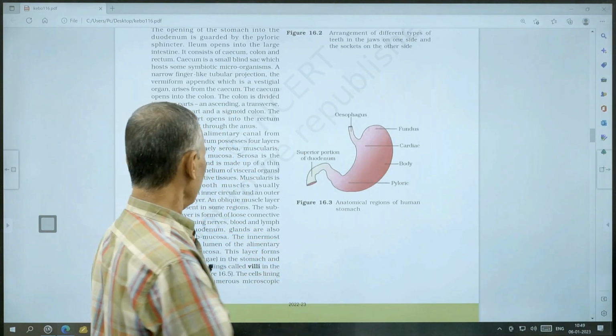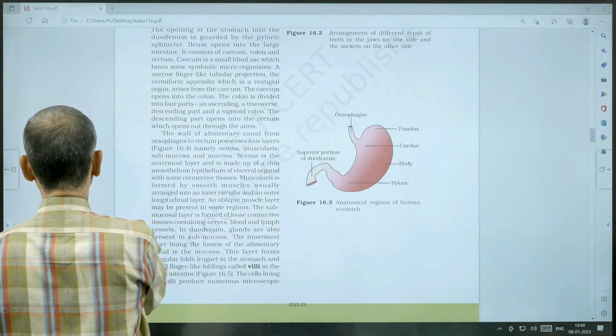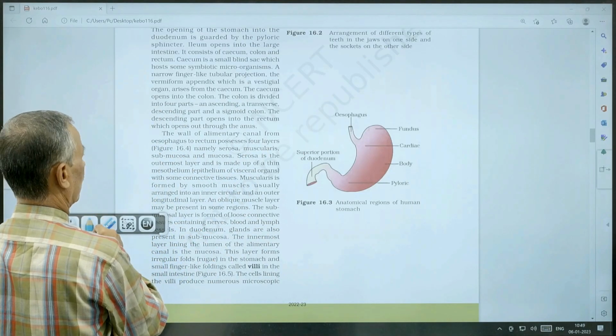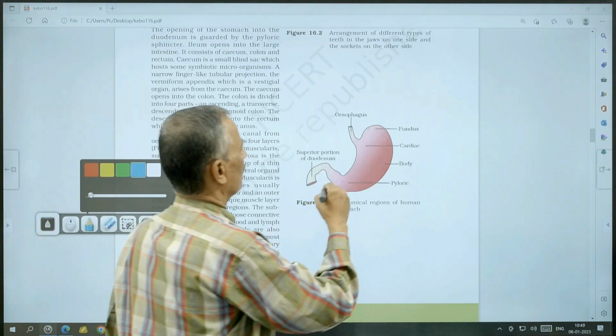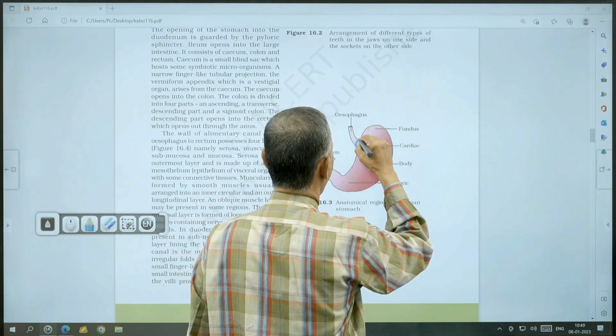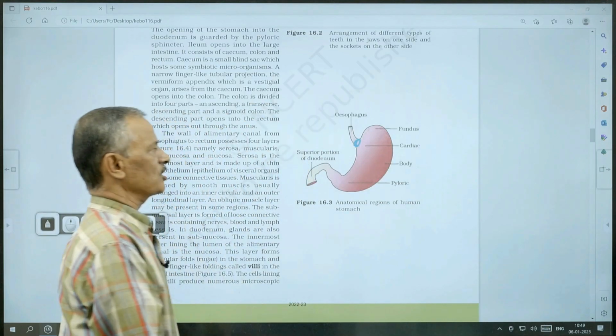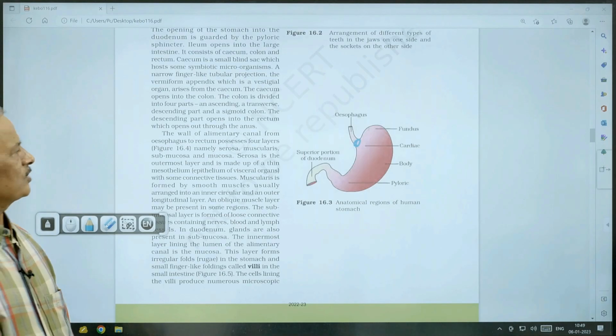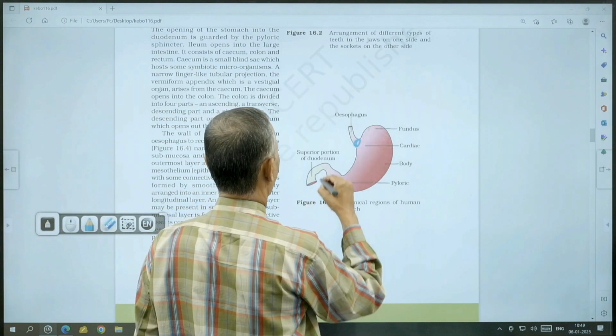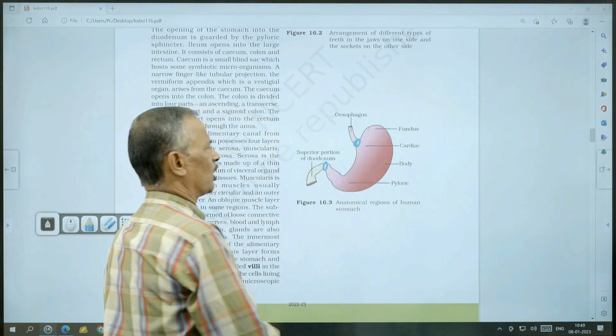Now, we are having 2 sphincters. What is a sphincter? Sphincter means a circular muscle which is acting as a wall. By its contraction and dilation, it may close an opening or open an opening. Such circular muscle is called sphincter.